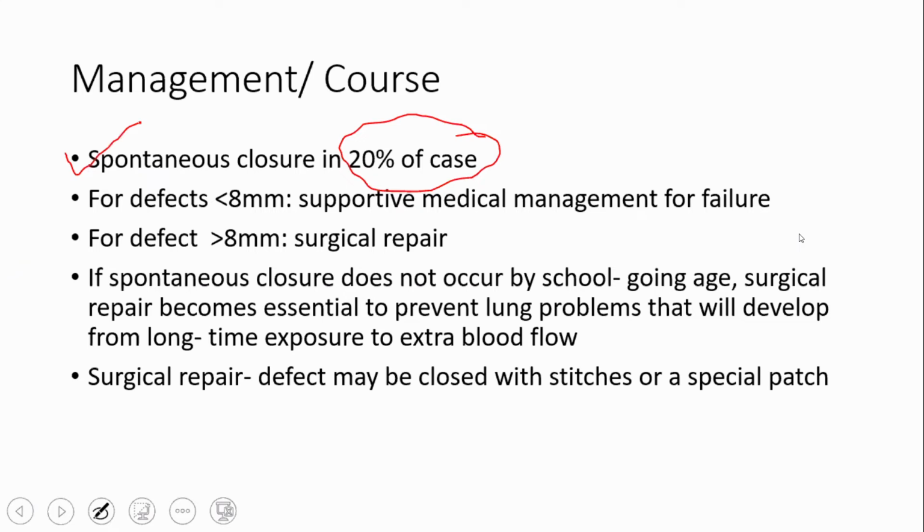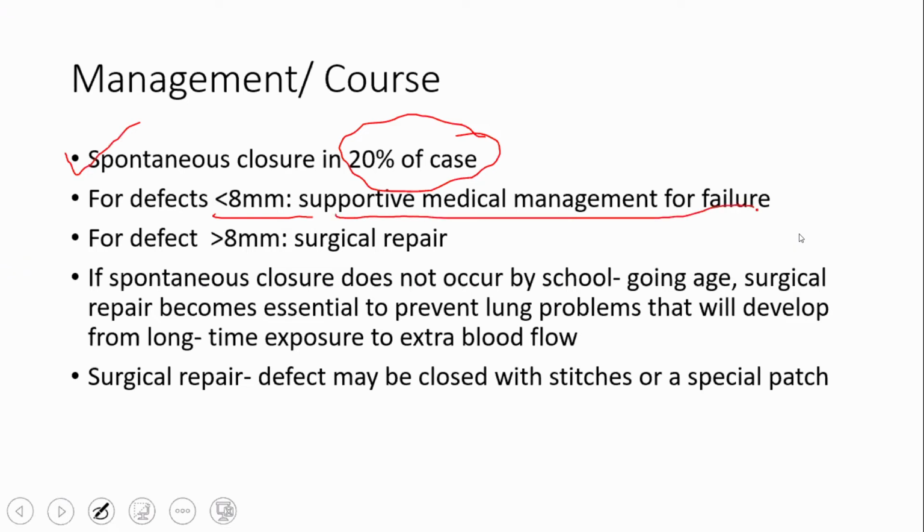If the child doesn't have congestive cardiac failure, we ask them to come and do echo every 3 months. Most of the time, it closes by itself. So you don't need to worry; we send them to come for an echo in 3 months. If the baby has ostium primum, we are a little worried. And if the defect is large, bigger than 8 millimeters, then we are worried. If the defect is less than 8 millimeters, you don't do anything.